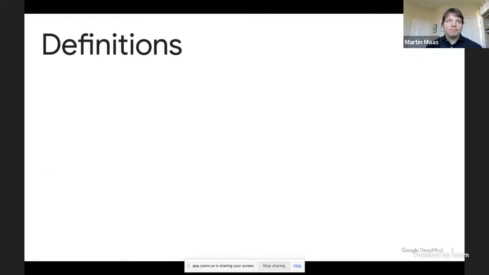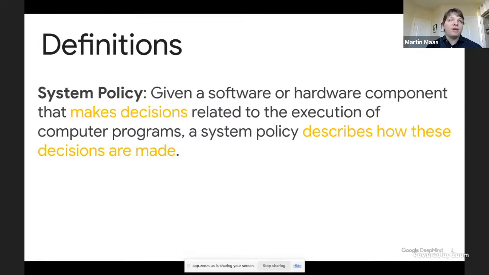And what do we mean actually by applying machine learning to a system? Here's an attempt at a definition. Systems have all kinds of policies that you can call a system policy. Given the hardware and software components, these systems make decisions about how to execute computer programs. A system policy is basically anything that describes how these decisions are made. So for example, a compiler pass is a system policy. A branch predictor is a system policy. Or a hardware component that decides how a program is run would also be a system policy.